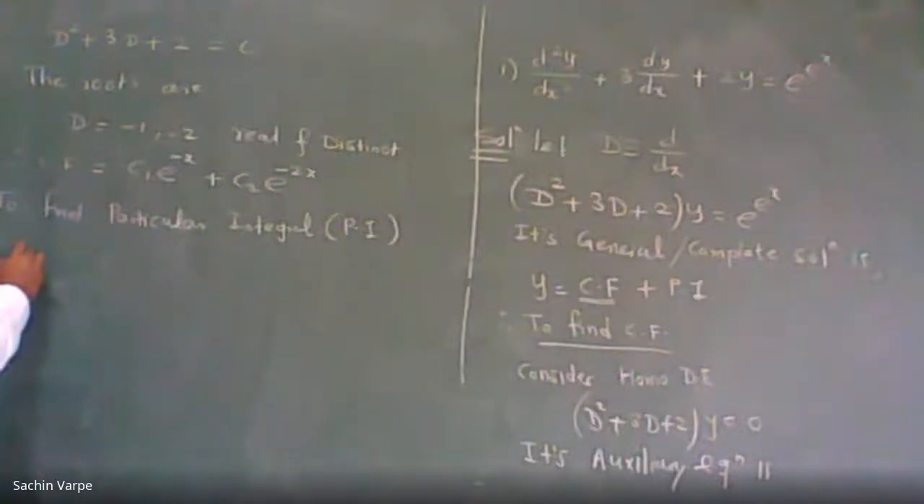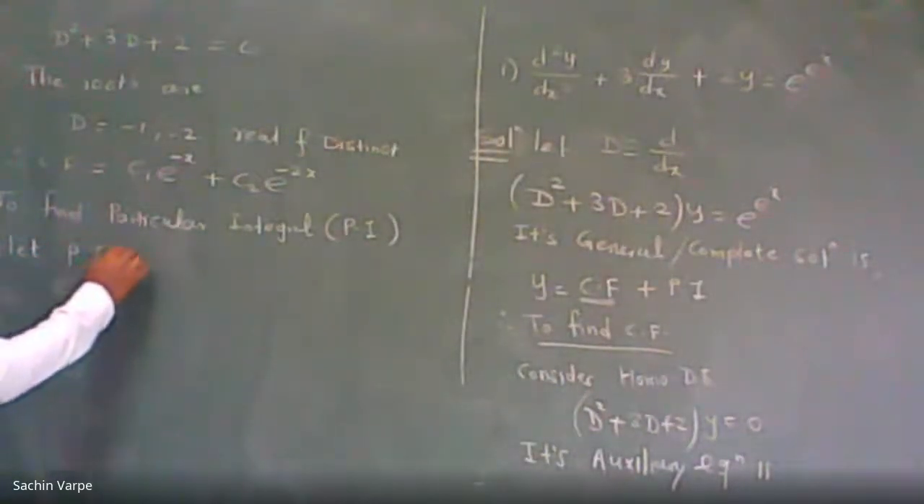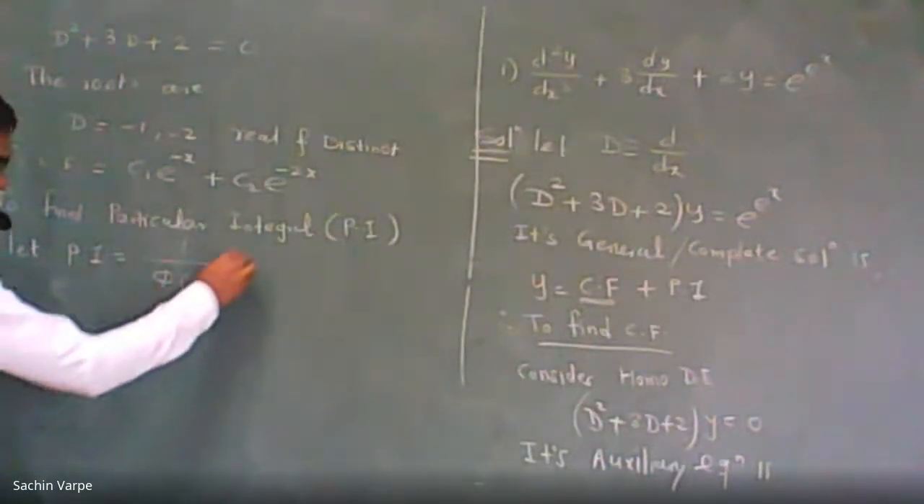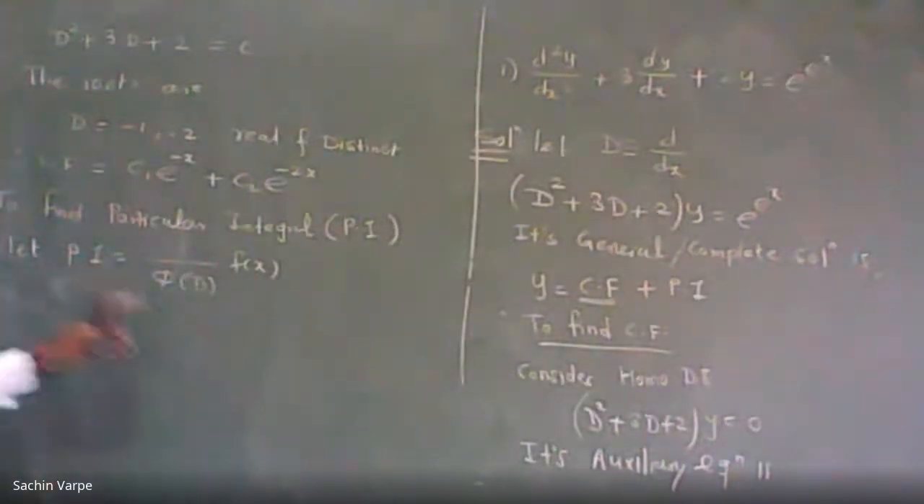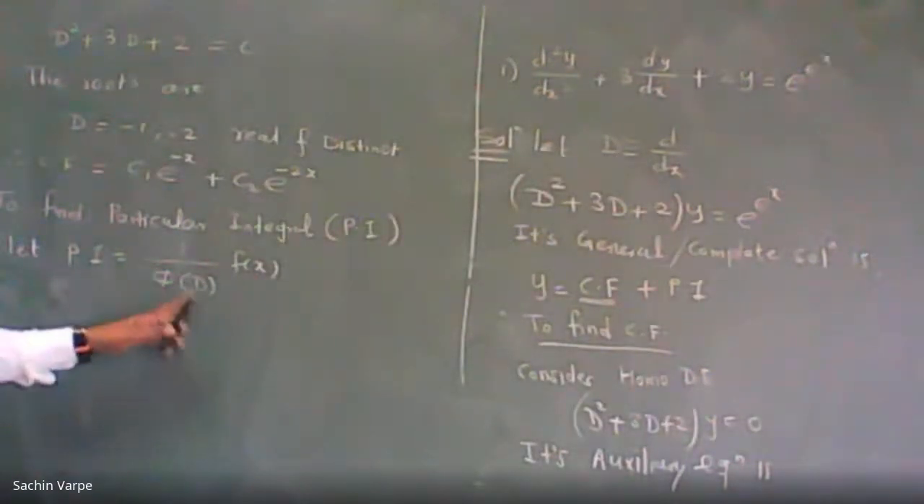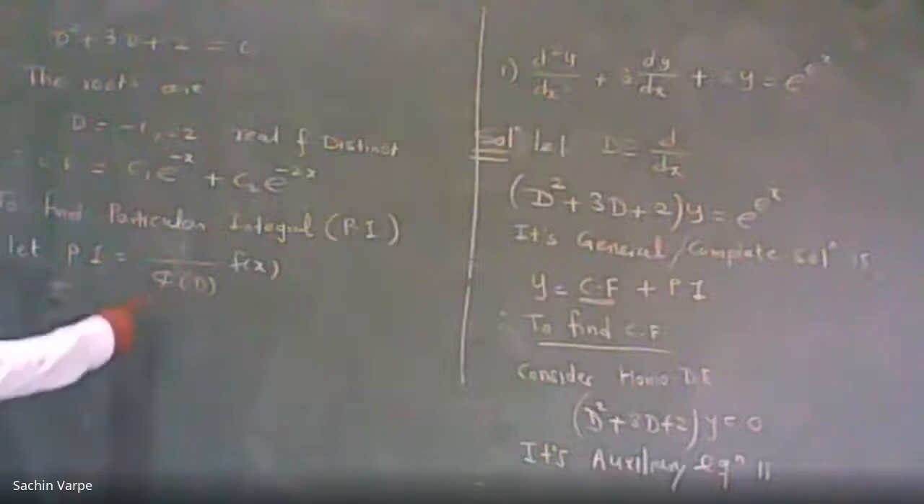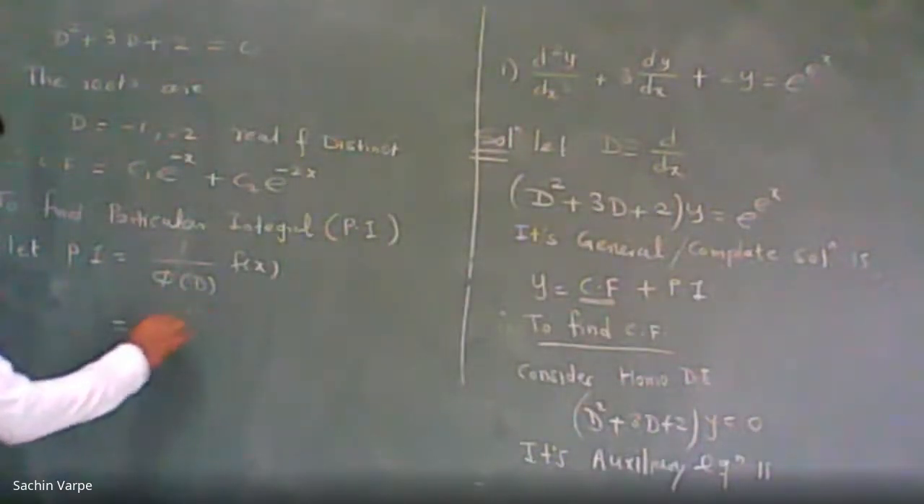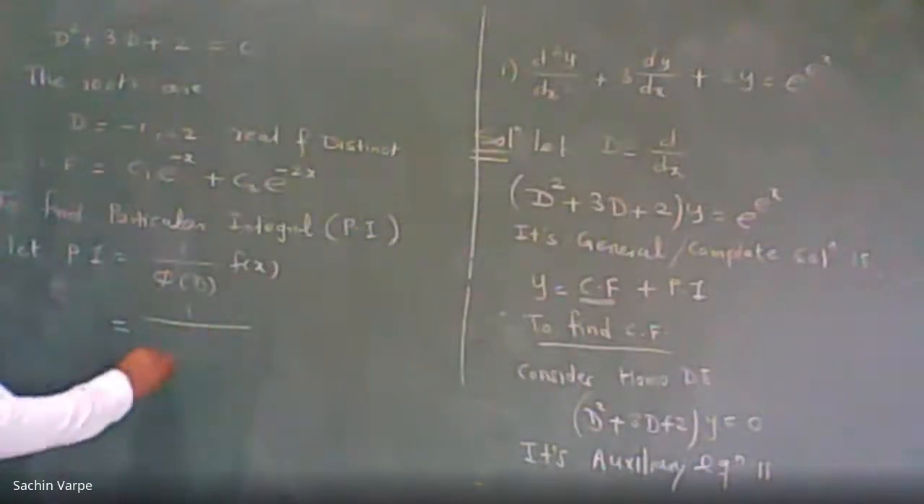To find the particular integral, what is the main formula to find PI? PI is equal to 1 upon phi of D into f of x. We always have to start with this formula. This is the general formula of the particular integral. So let us substitute phi of D and f of x. Here phi of D is what? D square plus 3D plus 2.